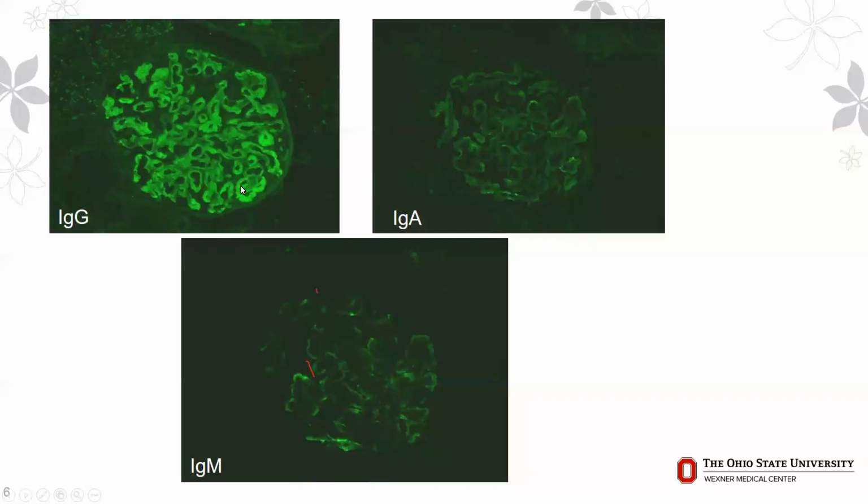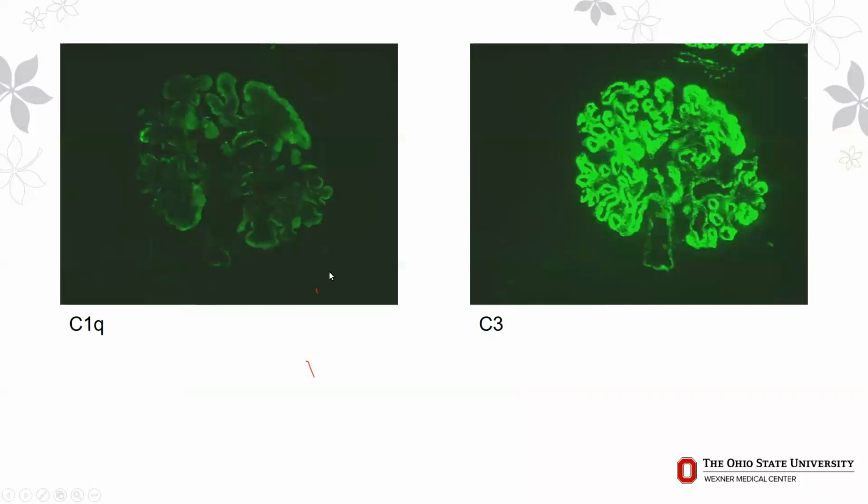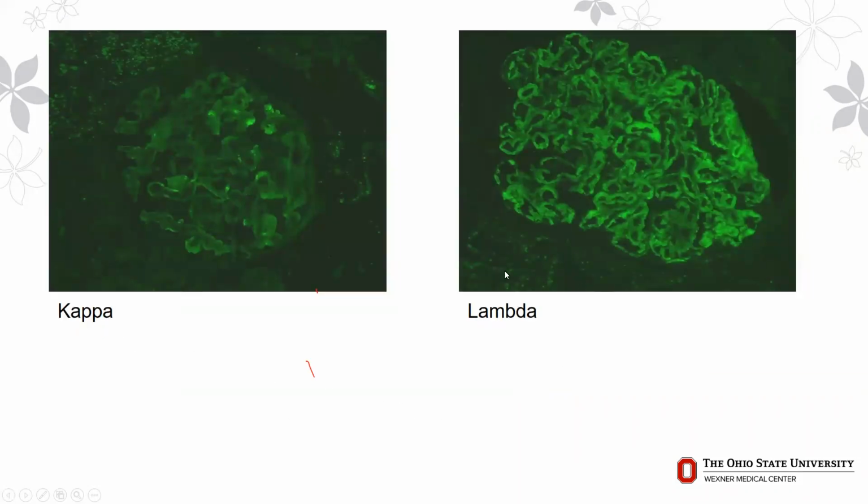On immunofluorescence, there was IgG, quite bright, 2 to 3 plus along the capillary loops and mesangium. Not much IgA, IgM very little. It's not totally negative, but it's much less than the IgG. C1q was also 1 plus maybe, but C3 was very bright, 3 plus. Kappa lambda, it did show lambda predominance compared to the kappa. So you have IgG, bright IgG, C3, and lambda.